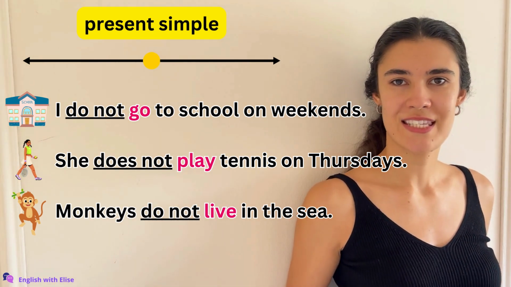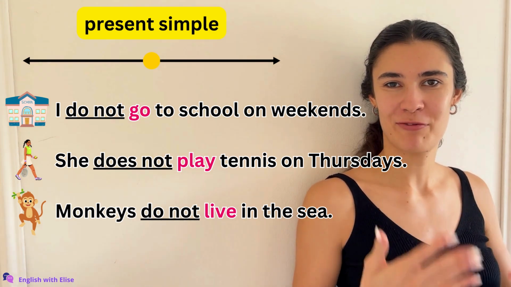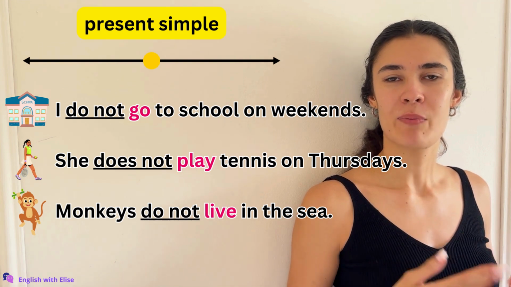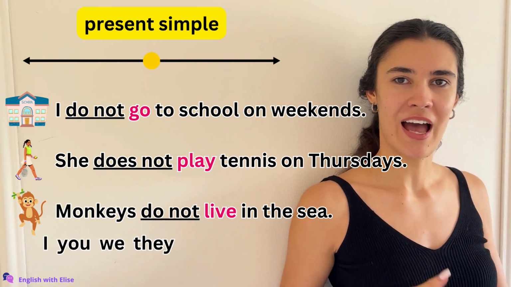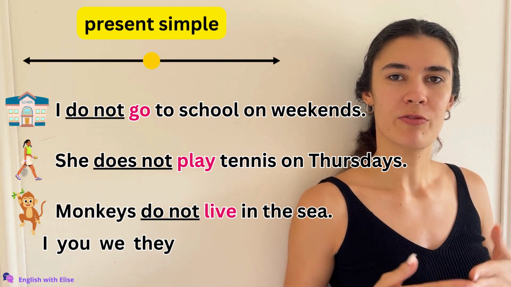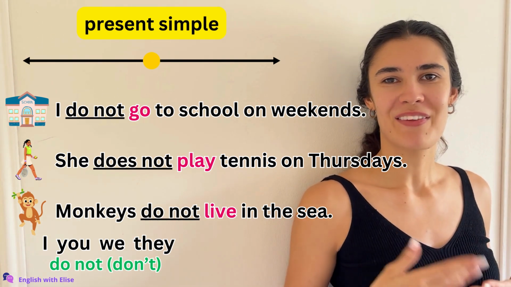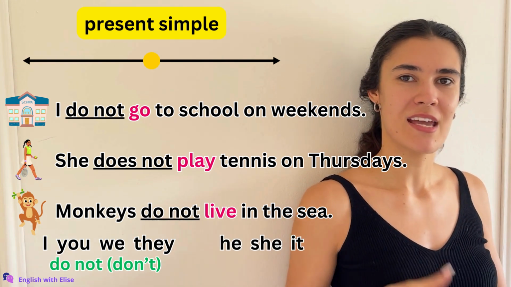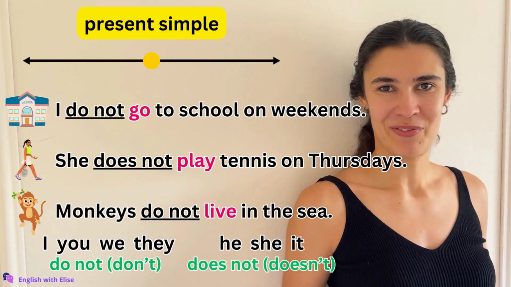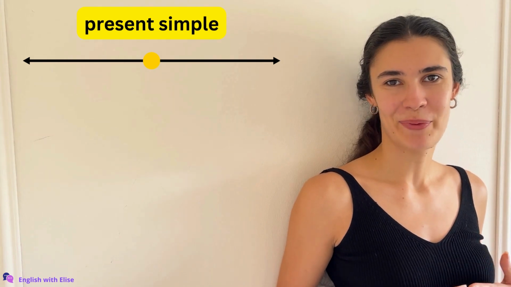For negative sentences in the present simple, we keep the verb in its infinitive form without an s or es on the end. When we talk about the pronouns I, you, we, or they, we use the words do not before the verb. If we're talking about third person pronouns he, she, or it, we use does not before the verb. We can also make questions in the present simple.